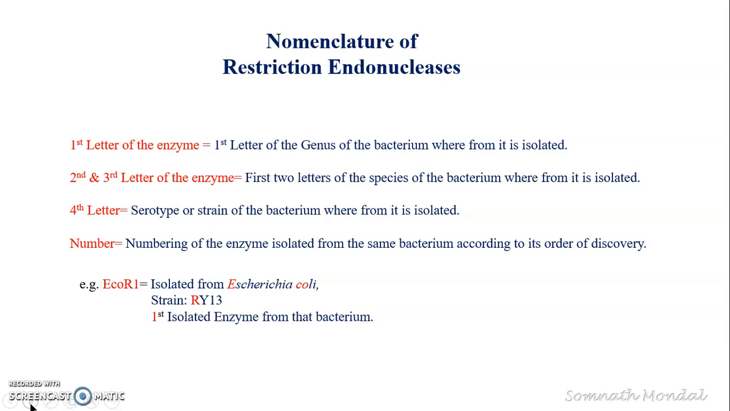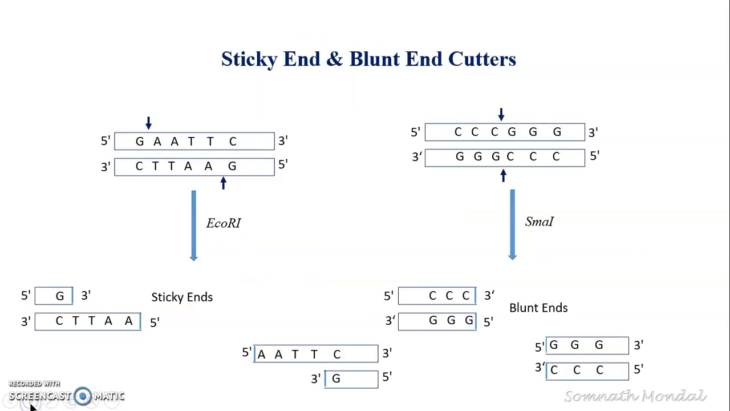Strain RY13, R, and it is the first such isolated enzyme from that bacterium. That is why it is 1. Now, there are two types of restriction endonucleases. One are sticky end cutters and another are blunt end cutters.